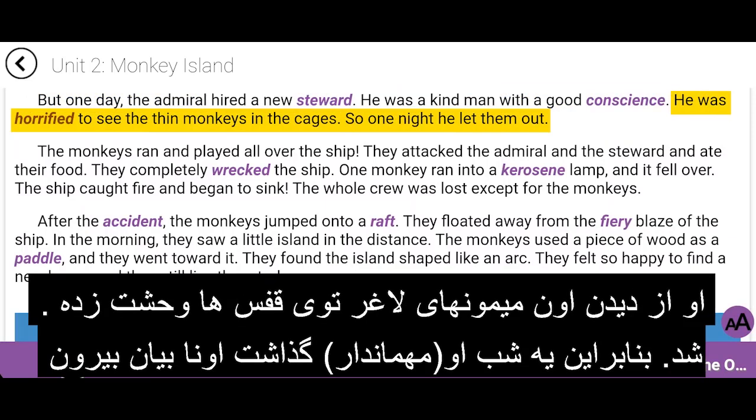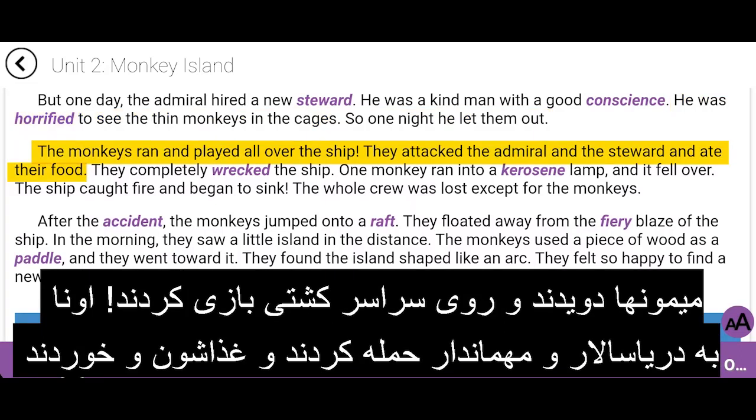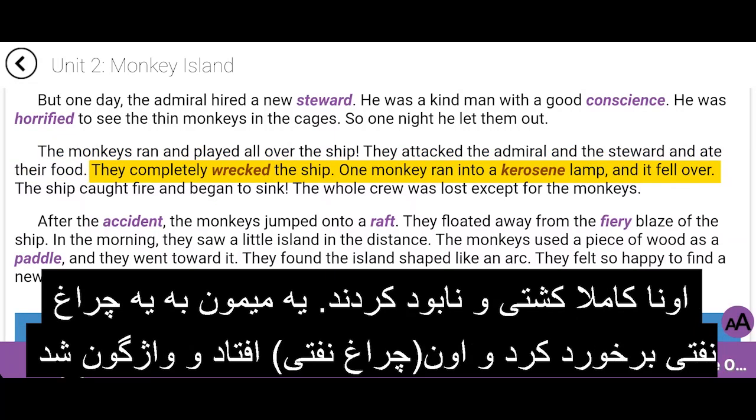He was horrified to see the thin monkeys in the cages. So one night, he let them out. The monkeys ran and played all over the ship. They attacked the admiral and the steward and ate their food. They completely wrecked the ship.